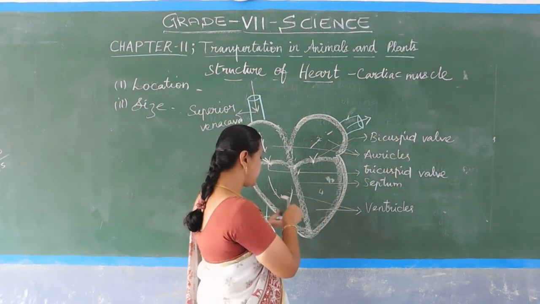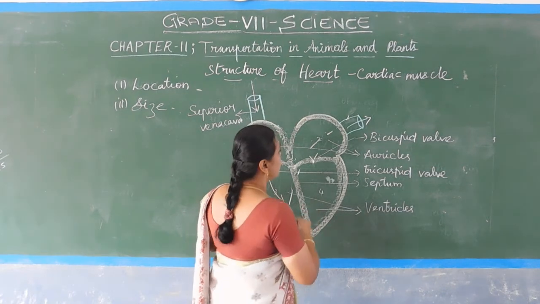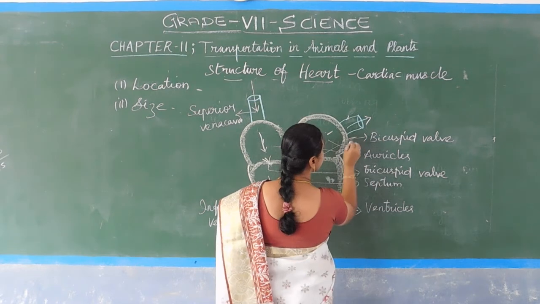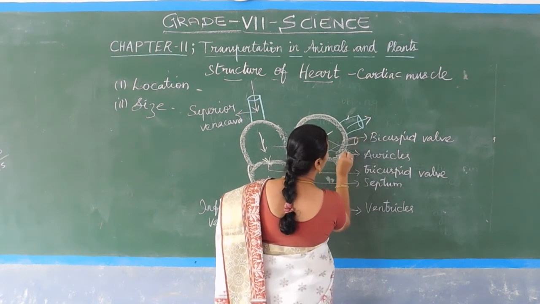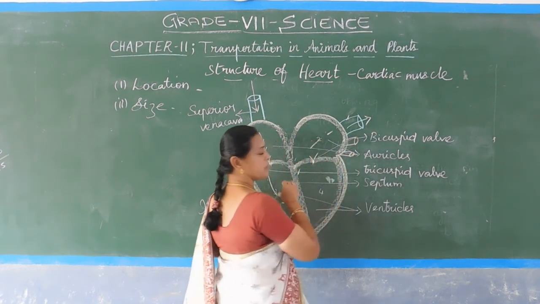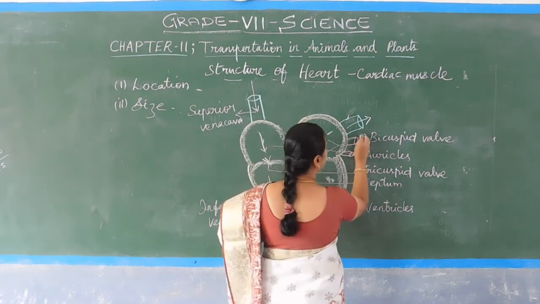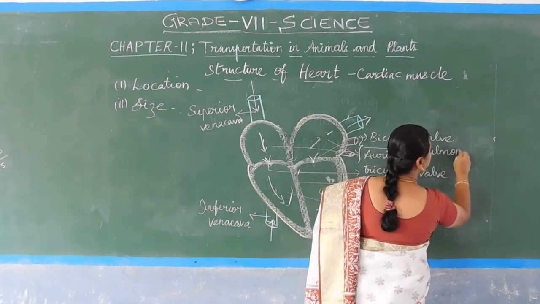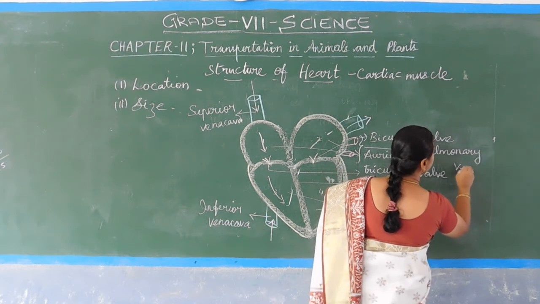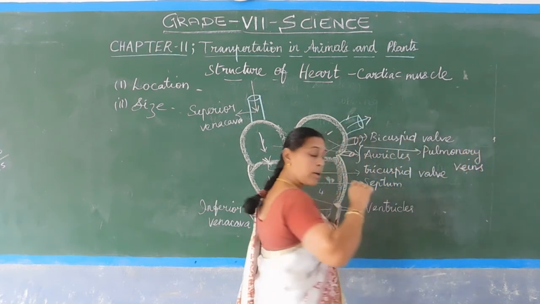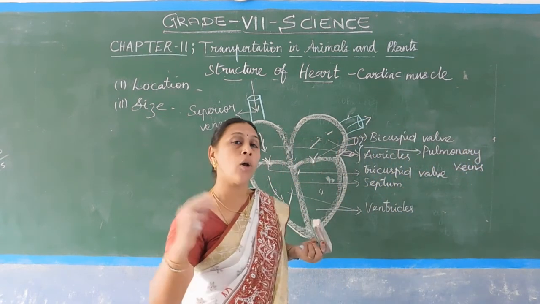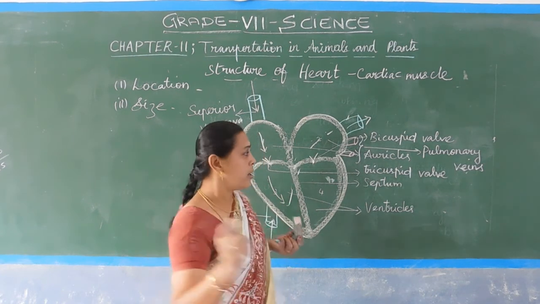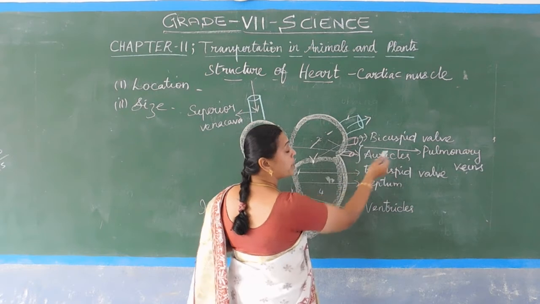Next, there is another vein called the pulmonary vein. Here, pulmonary veins are present. These two are pulmonary veins. Already I told you, except one vein and artery, all other arteries carry oxygen-rich blood, and all the veins carry carbon dioxide-rich blood. So here these are the pulmonary veins.